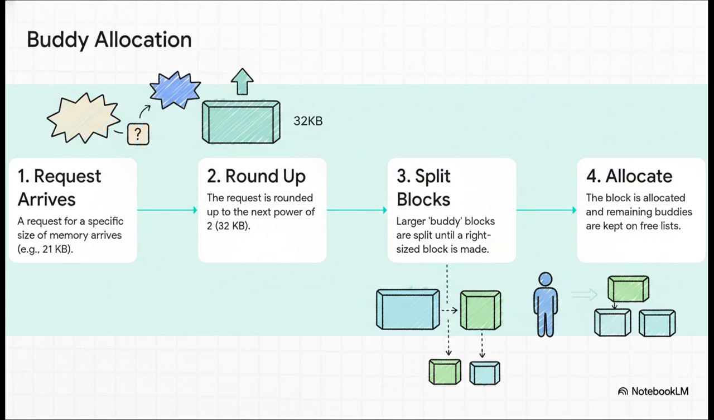So how does it work? Well, the buddy system has one simple rule. It only ever works with blocks of memory that are a power of 2. So let's say your program asks for 21 kilobytes. The allocator looks at that and goes, nope, gotta round that up to the next power of 2, which is 32 kilobytes. To get you that 32K block, it might have to take a big 256K block, split it in half into two 128K buddies. Then it takes one of those and splits it into two 64K buddies, and finally it splits one of those into two 32K buddies and hands one over to you. And when you're done, it does the exact same thing in reverse, merging those buddies back together to create bigger and bigger free blocks. Pretty neat, right?